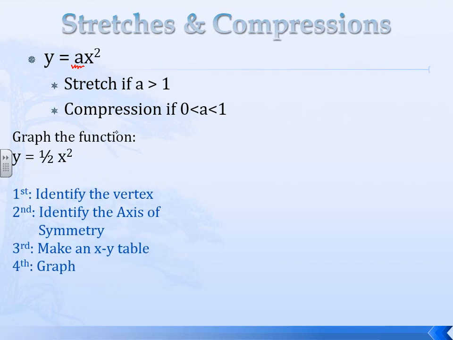We're going to start first by identifying our vertex. Since there's no h value inside and there's no k value on the outside, then our vertex is going to be the basic 0, 0. And so our axis of symmetry is going to be x equals 0. Then we're going to make an xy table.